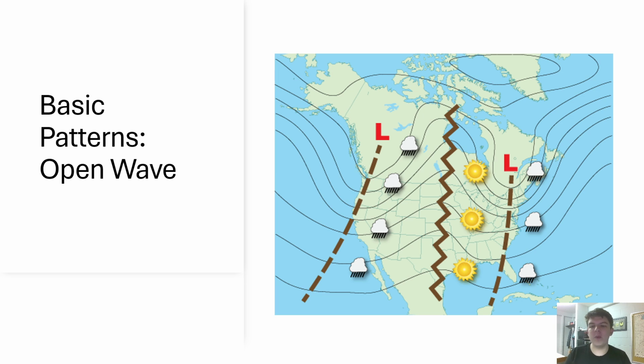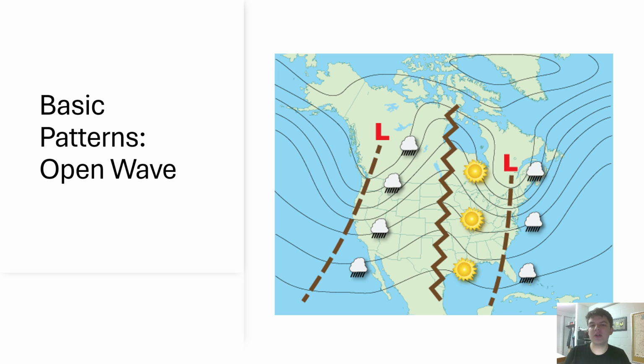The first is an open wave pattern, far and away the most common pattern that you'll find when you open this. Again, same principles apply. Ahead of troughs, weather tends to be unsettled. Behind them, the weather tends to be better. The opposite is true for ridges. Keep an eye on these.